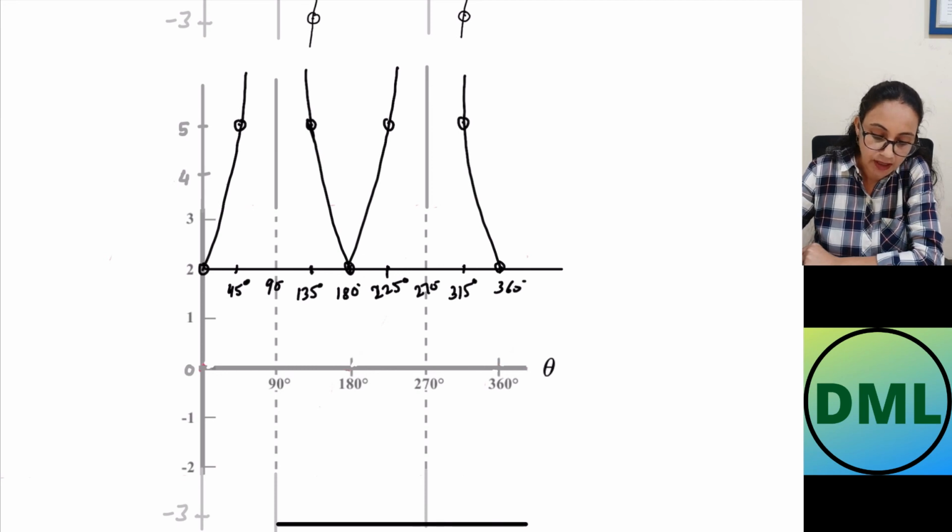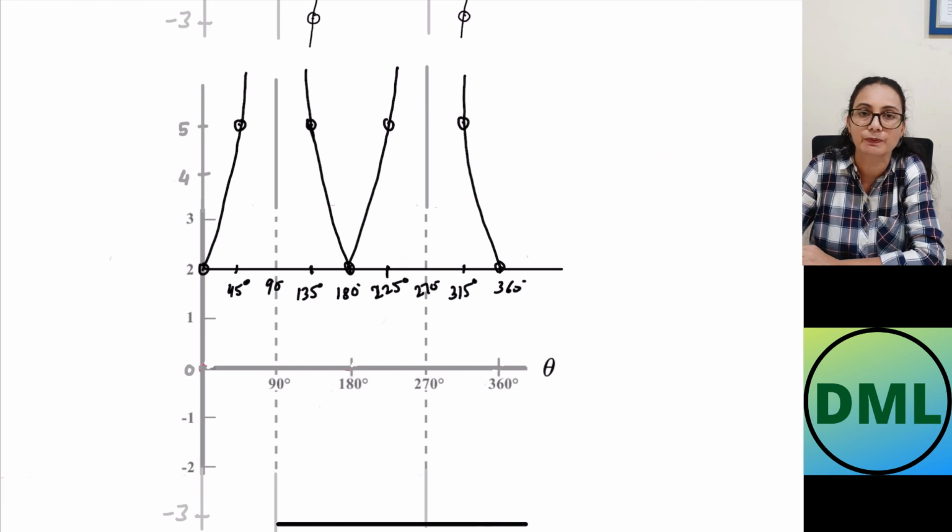So this is how you can plot it. There is a huge difference between when you plot mod of 3 tan x plus 2, mod closed, and mod of 3 tan x, mod closed, plus 2. So this is how you can plot it.